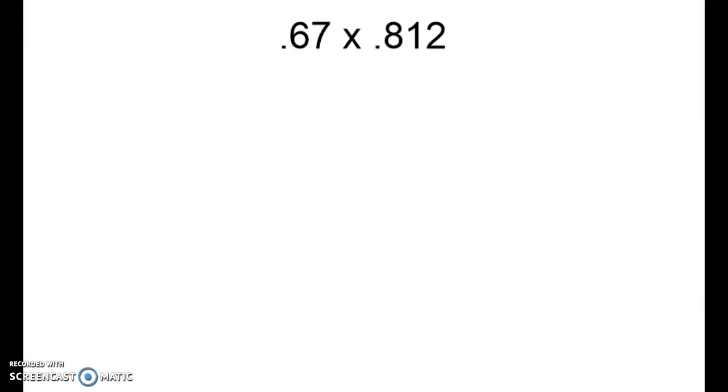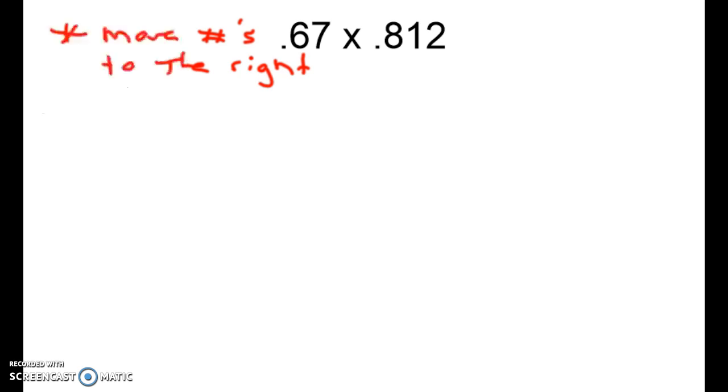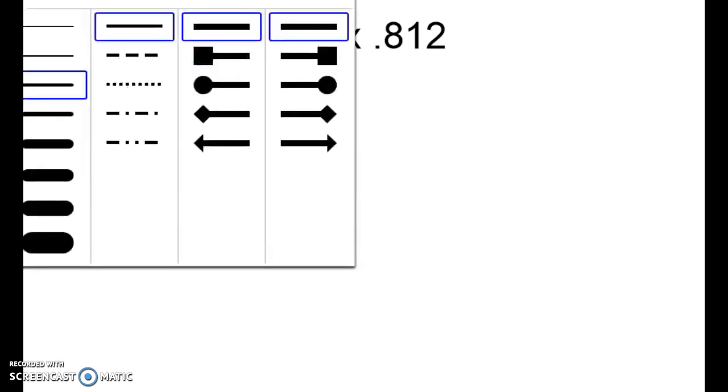All right, here are your notes for multiplying and dividing decimals. First thing I want you to do is write a note to yourself. Whenever you multiply decimals, you need to move numbers to the right. So we're going to move both of these numbers as far to the right-hand side as you possibly can. But before we do that, let me get a different marker here. Hold on one second.